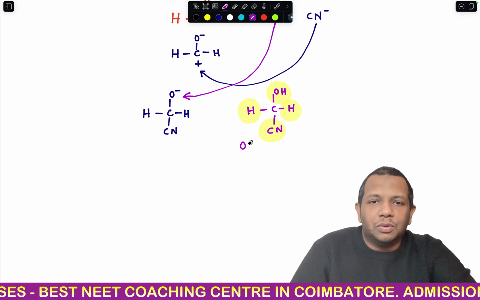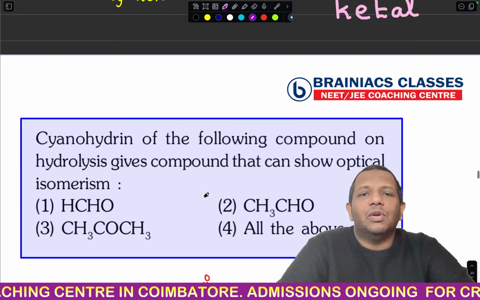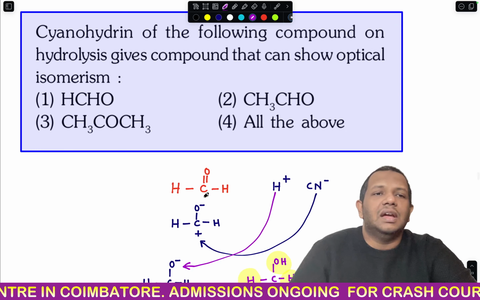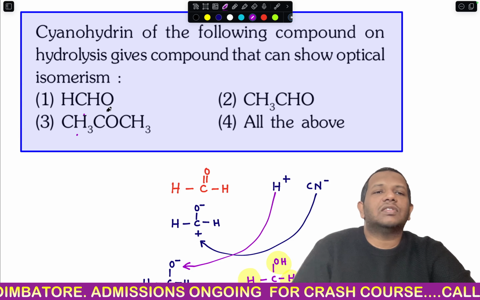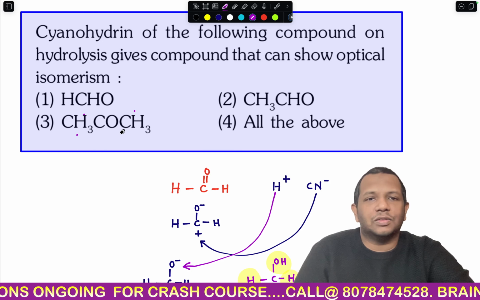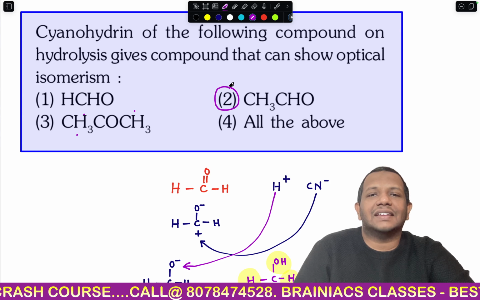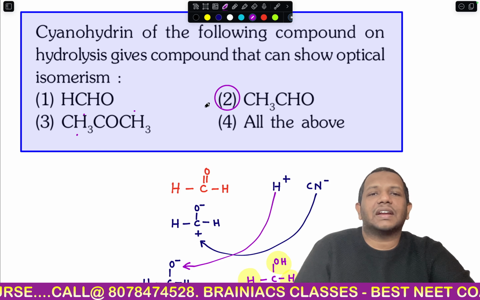Now you don't need to do optically inactive. I can easily say I don't want to try with another option like option 3. Why? Because it has 2 CH3 groups, so surely the obtained compound will not show optical isomerism. So the only option here is option 2. With that I can finalize the answer. Option 2 would be my correct answer.